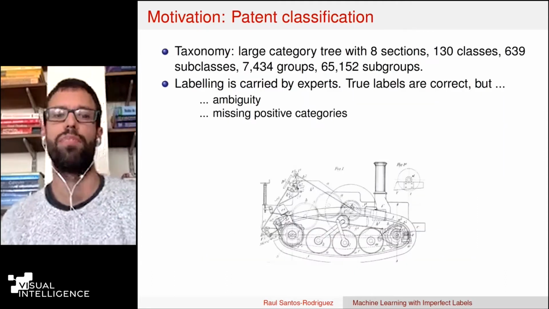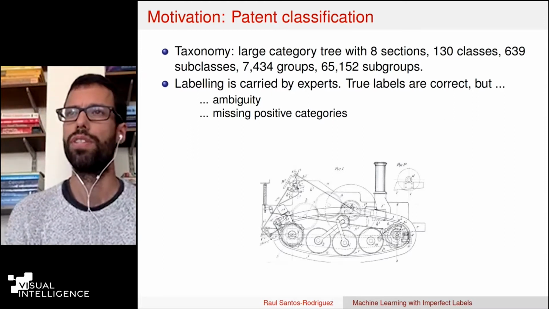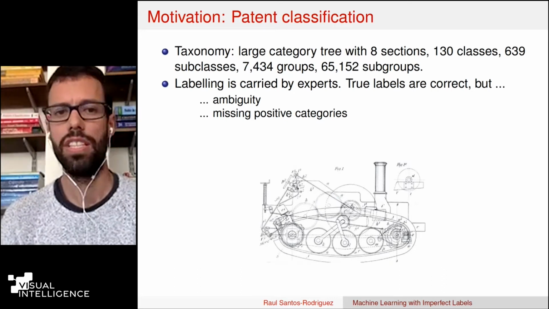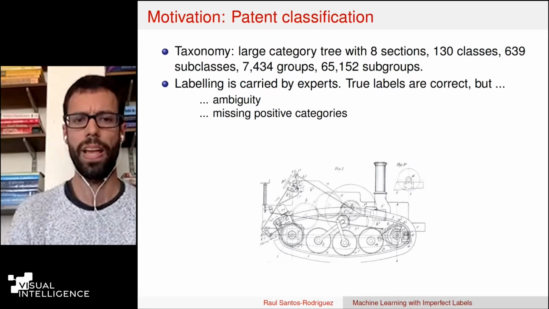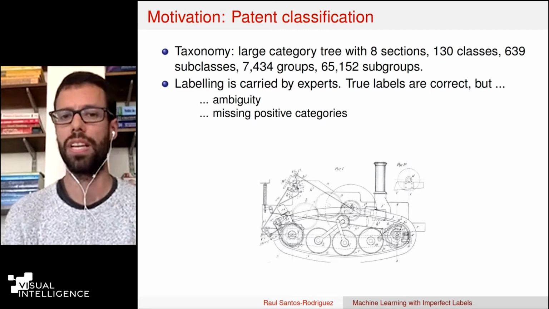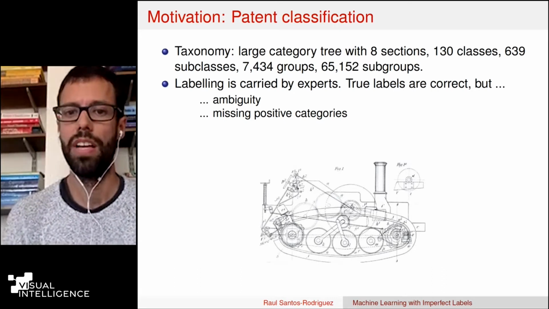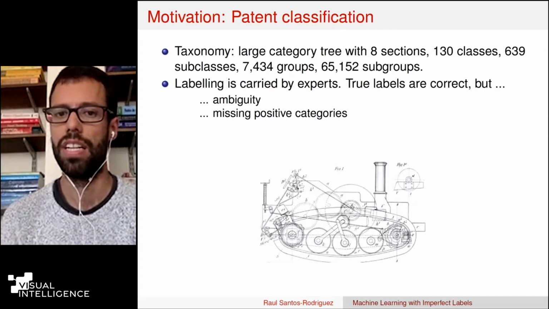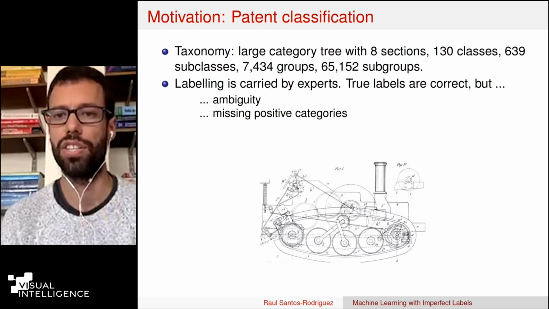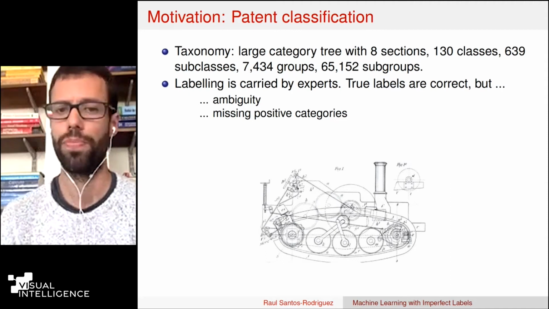The final motivating example that I wanted to tell you about is a different one, because here labels are really, really good. So this is patent classification. The way that is done is that we have experts, and amazing experts in this case, that would read the patent itself and categorize it as belonging to a tree that contains 8 sections, 130 classes, and more groups and subgroups and so on.